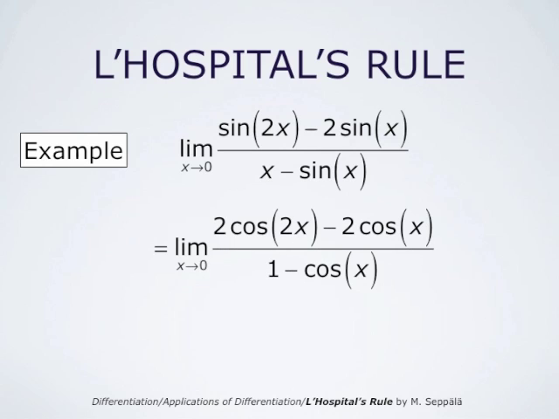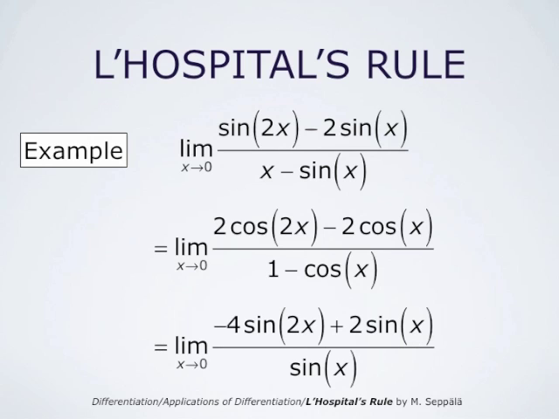We get that this limit equals the limit as x approaches 0 of 2 times cosine 2x minus 2 times cosine of x, divided by 1 minus cosine of x. We are still in the situation that when we substitute x equals 0, we get 0 divided by 0. So we may apply L'Hopital's rule again and differentiate numerator and denominator. We get that this limit equals the limit as x approaches 0 of negative 4 times sine of 2x plus 2 times sine of x, divided by sine of x.